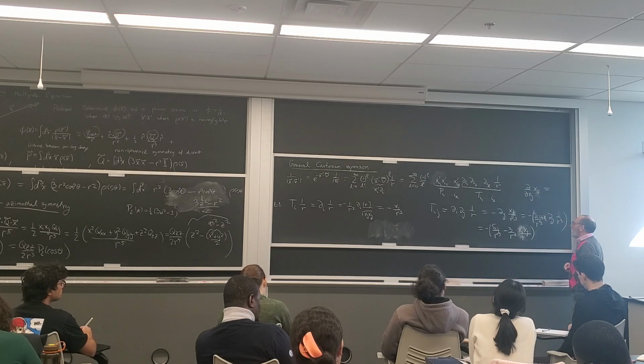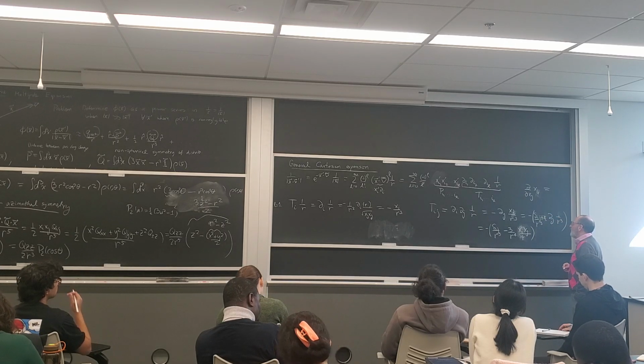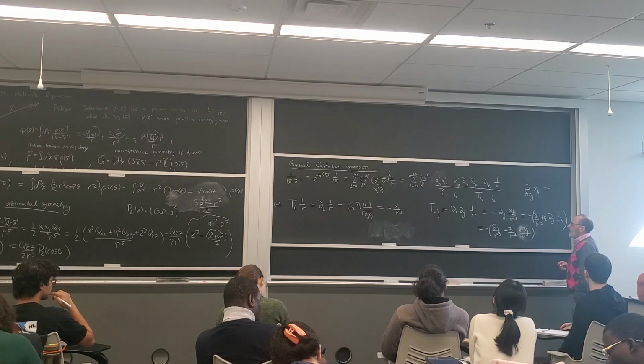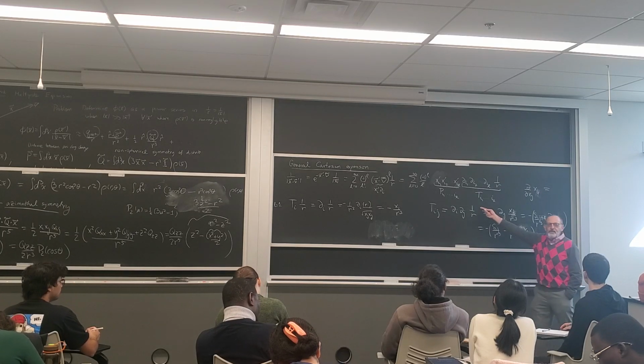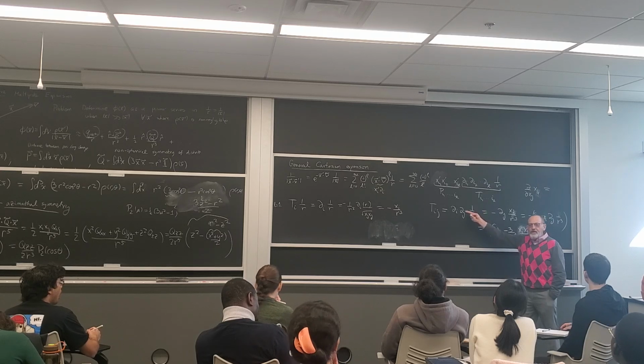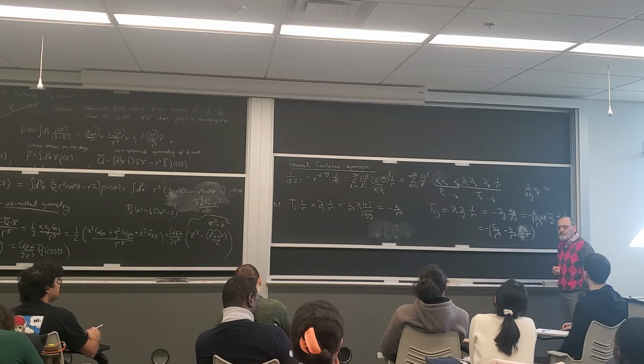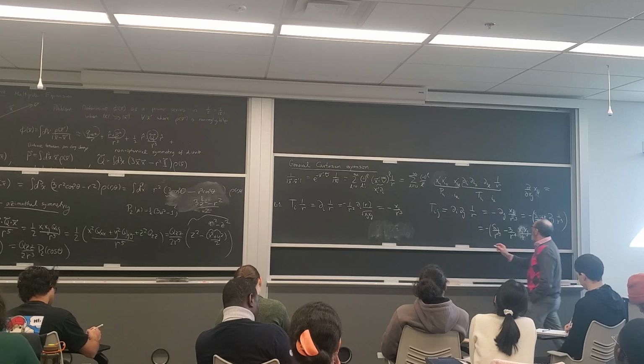Very good. So does that have the right units? It should be 1 over r to the 3rd, which it is, right? Because I took 2 derivatives. This is 1 over r. I took 2 derivatives, so it's all good. Okay? So what do I get here?